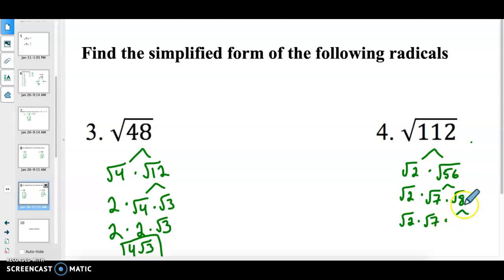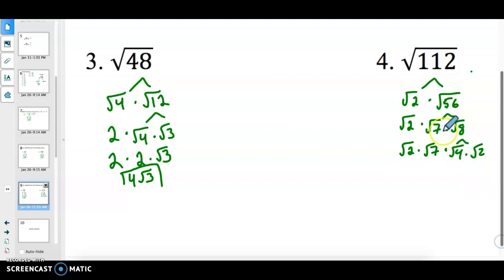8 now, finally we know a perfect square inside of 8, so 4 is inside of 8. So we've got 4 times 2. So really it's a lot easier if I had found the biggest perfect square originally for 112, but this process is just going to take me a little bit longer. So what we've got is square root of 2 times square root of 7. We now know square root of 4 is just 2, and then square root of 2.